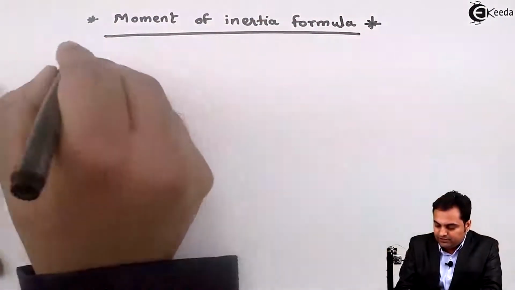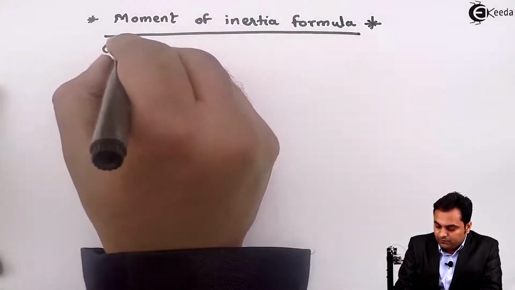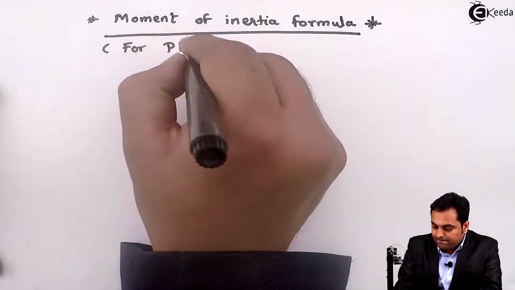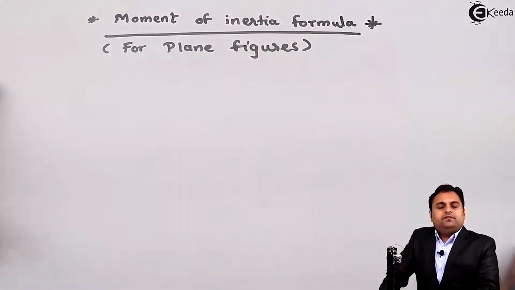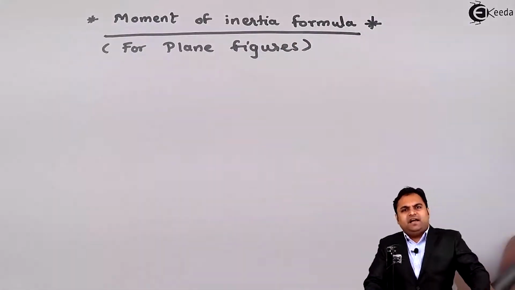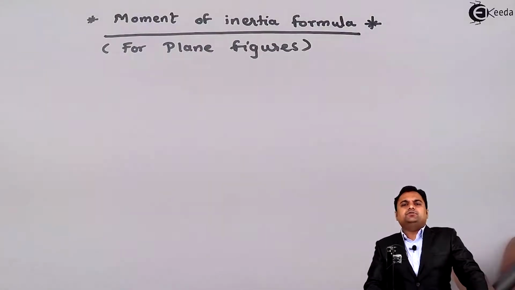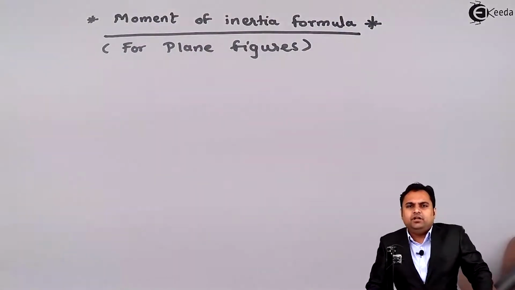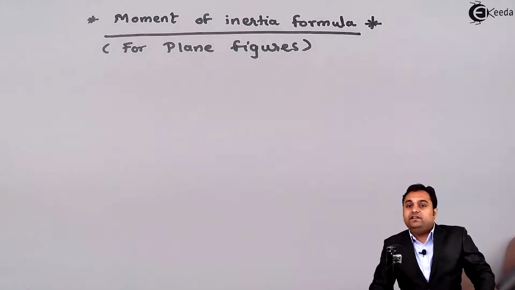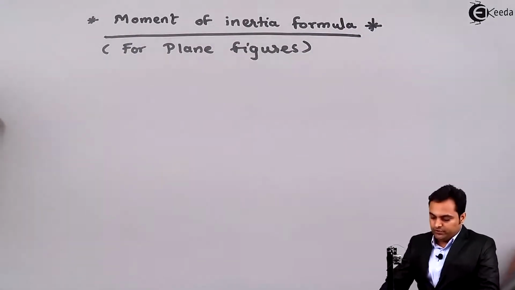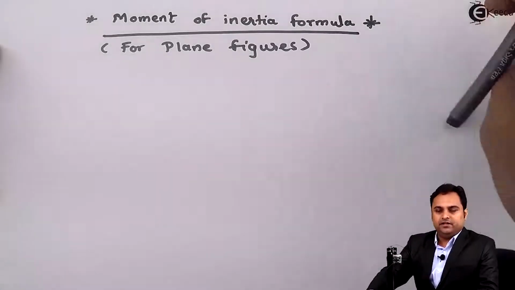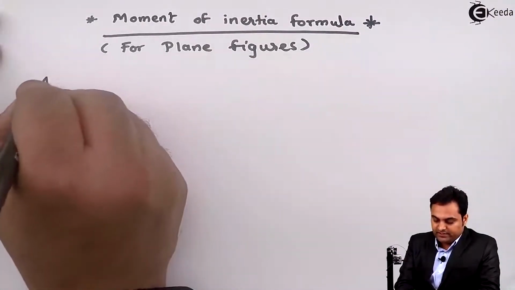It is the moment of inertia formula for plane figures. It means in the moment of inertia chapter, we are going to use some formulas, and that formula will belong only to plane figures. So that we will be seeing in this video. Let us get started with the first plane figure, which is a rectangle.